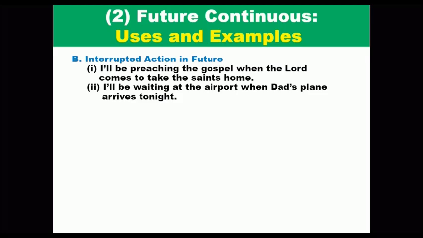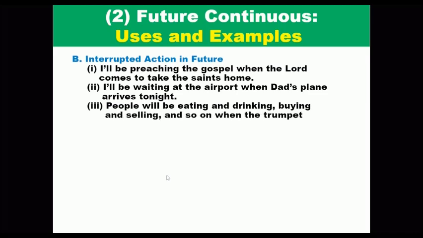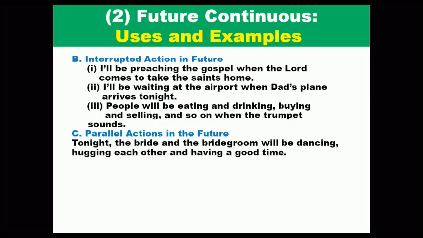Another example, I'll be waiting at the airport when dad's plane arrives tonight. People will be eating and drinking, buying and selling, and so on when the trumpet sounds. Then we can also use the future continuous tense to talk about parallel actions in the future. Tonight, the bride and the bridegroom will be dancing, hugging each other, and having a good time. All these are happening simultaneously, if you like, as parallel actions.